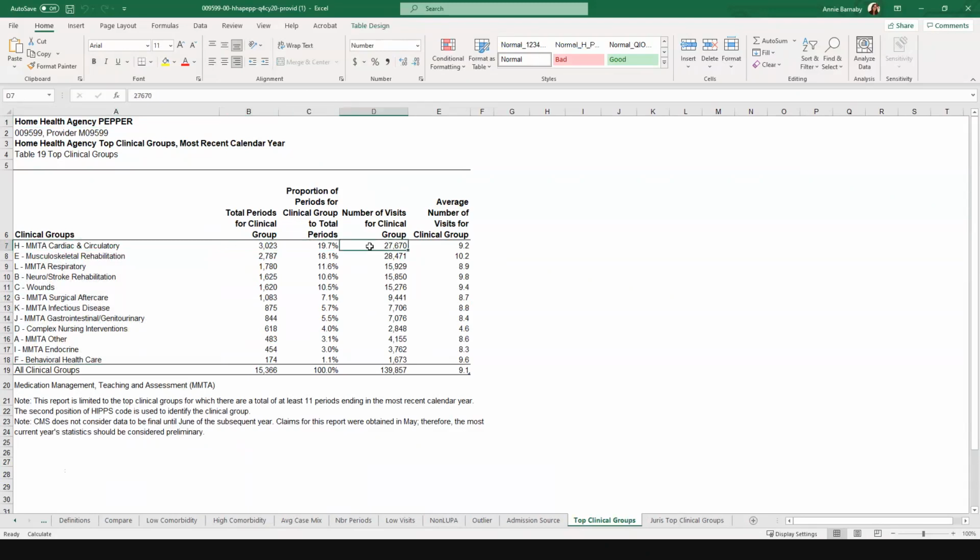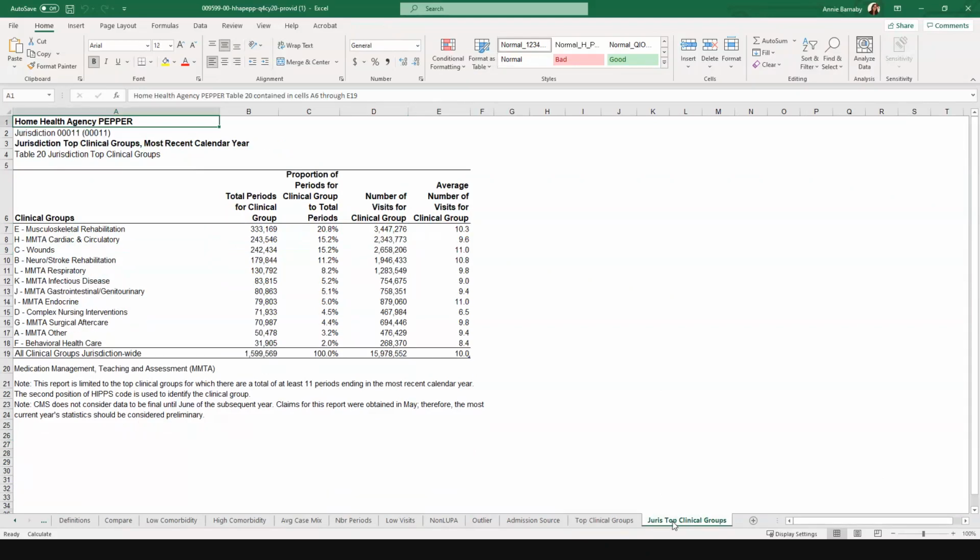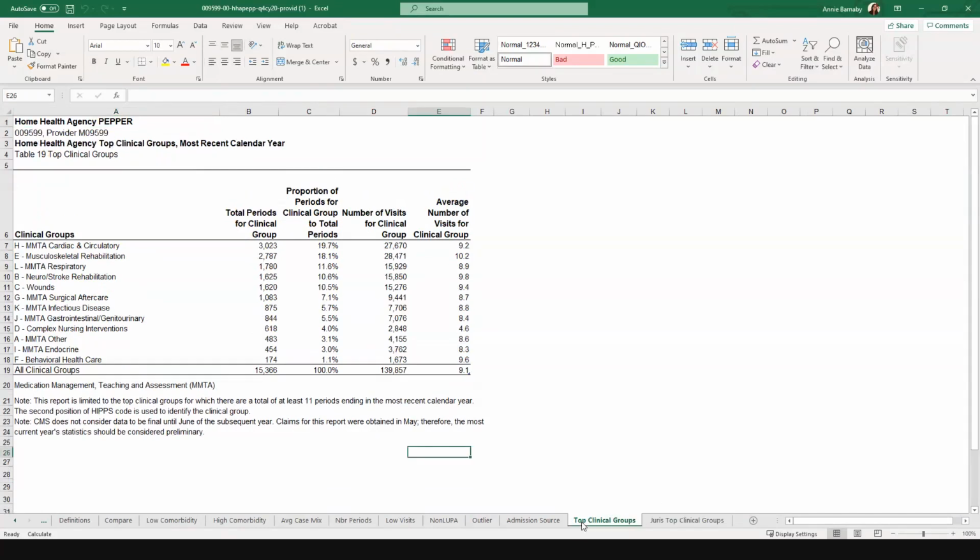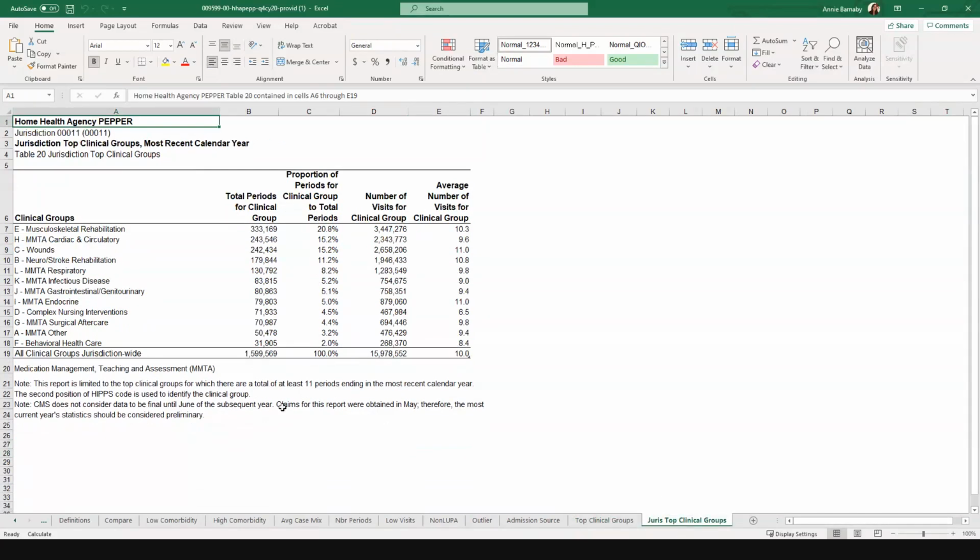This is all the data, all the calculations, so that you can take a step back and see, all right, aside from myself, what were those 19 top clinical groups for this past calendar year? And then this is the same thing, the top clinical groups for the jurisdiction. So back here, we were top in the nation, and then this is for your jurisdiction.